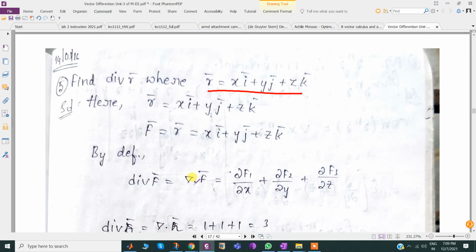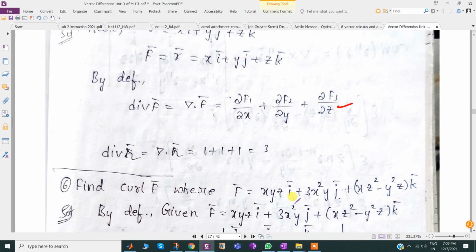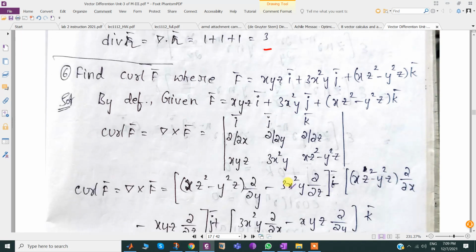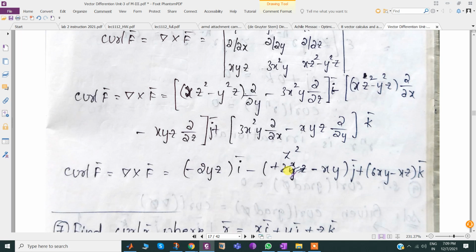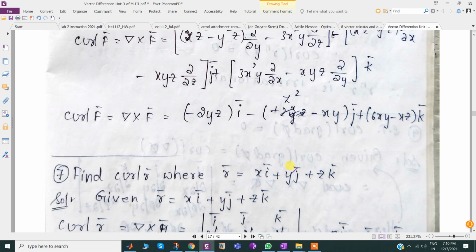So here del dot f bar is equal to simplification, which is equal to div r bar, and this one we got. Similarly, curl means determinant of the product. Determinant I am supposed to calculate. Simply normal differentiation.